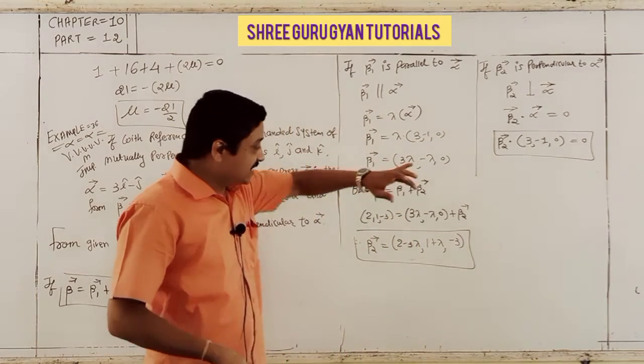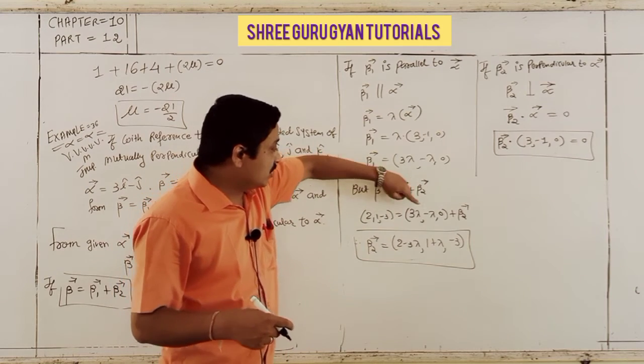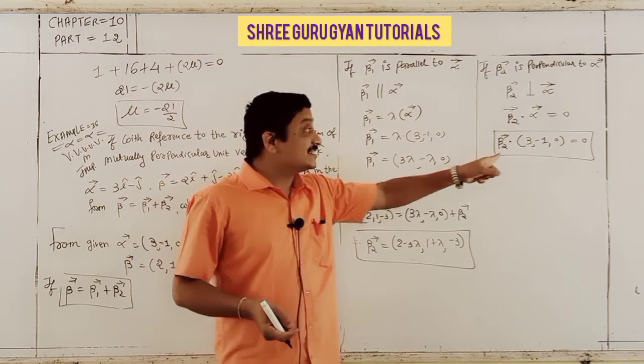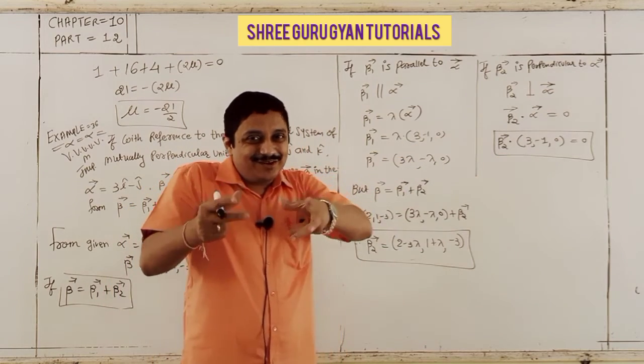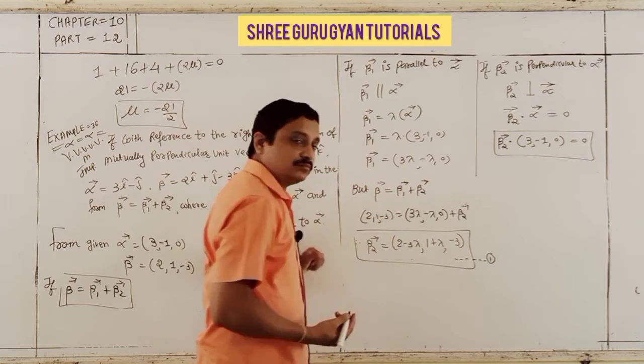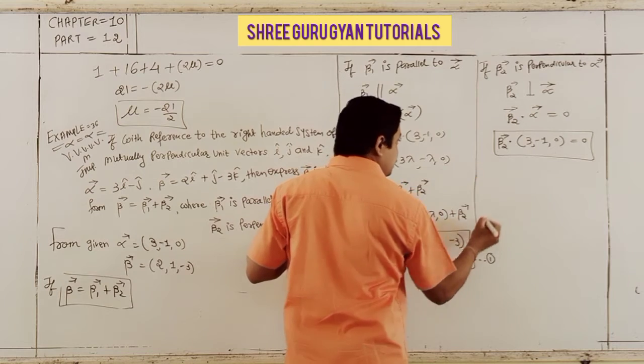Again check this right side value, convert to the left side: 2 minus 3 lambda, 1 plus lambda, and minus 3 minus 0. And this beta 2 I attach here, and you will get one constant. Yes, that's equation number 1. Yes, so we are from 1. Continue.